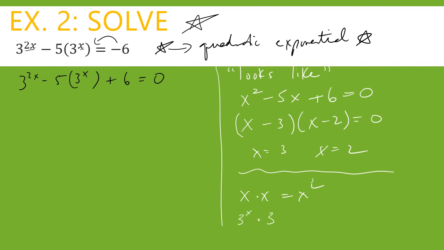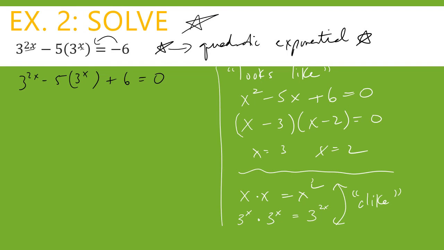If you did 3 to the x times 3 to the x, that's something times itself. Going back to your exponent laws from grade 10 and 11, when I multiply, I keep the base, add the exponents. What's x plus x? 2x. These two things are alike. Again, they don't equal each other, they're alike. So what that means is our x is like our 3 to the x.